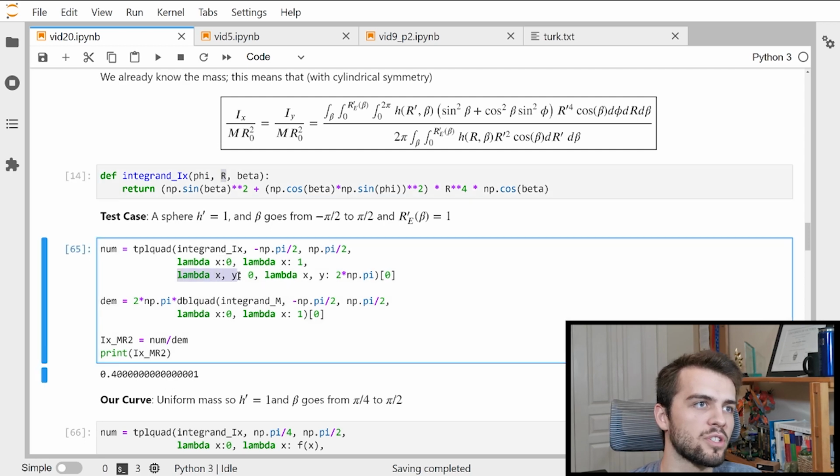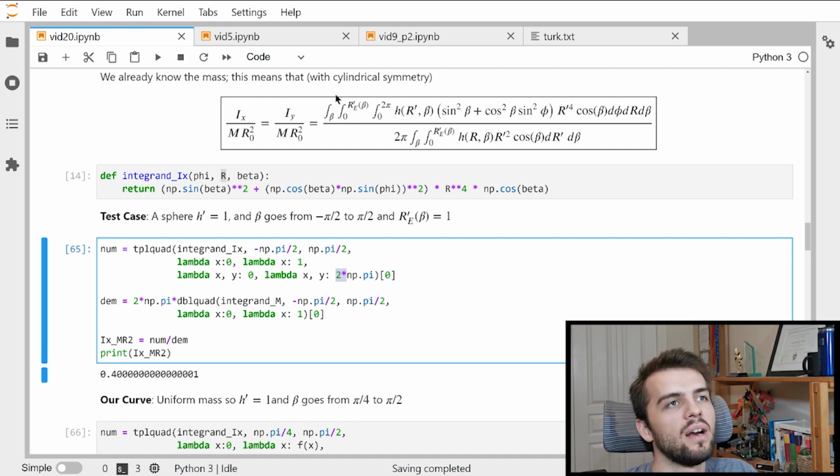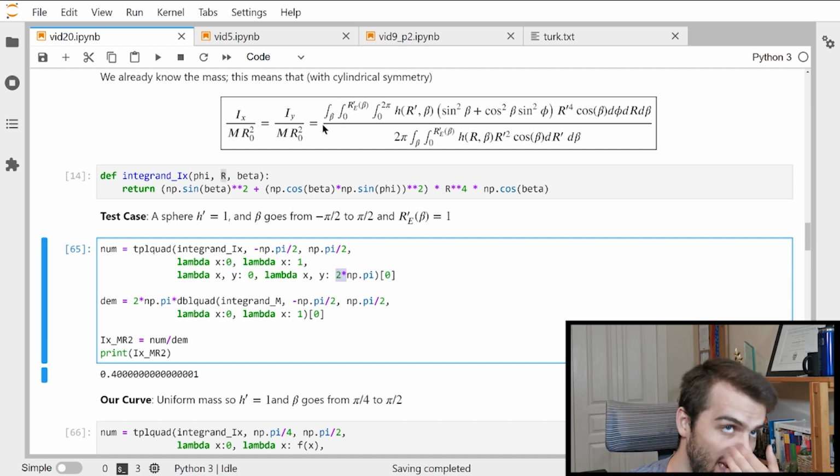And then the last function takes in two variables, right? Because in general, this outer integral bound can depend on all the things inside of it. But here it's just constant. It's just 0 to 2 pi. That's the integral over phi, of course. Sorry, that's the inner bound. The inner bound can depend on everything. The outer bound, in general, can't.